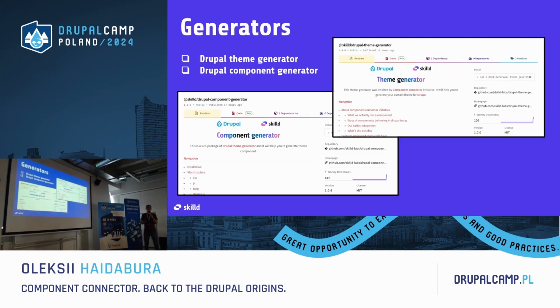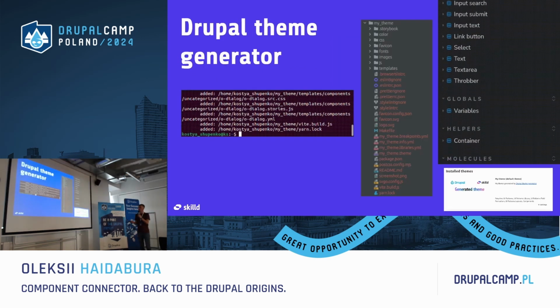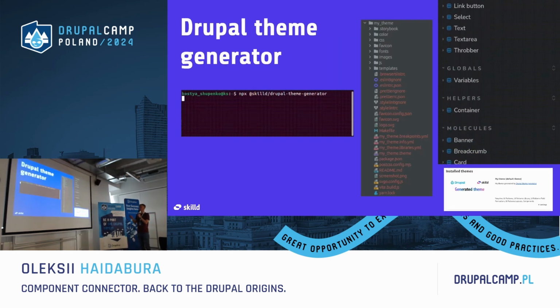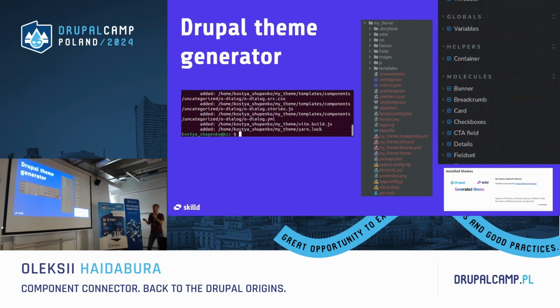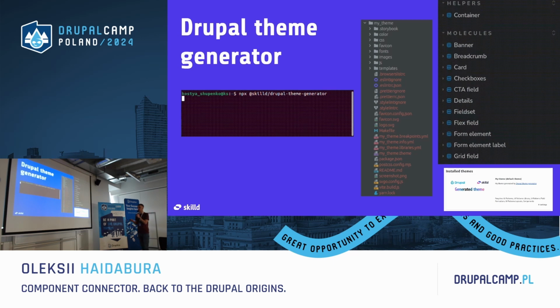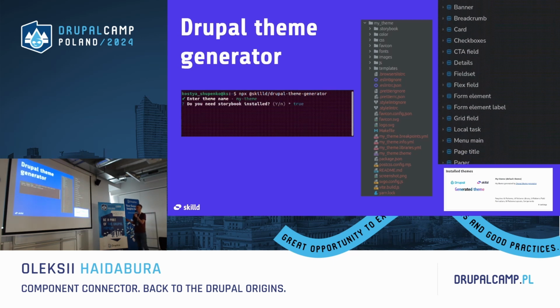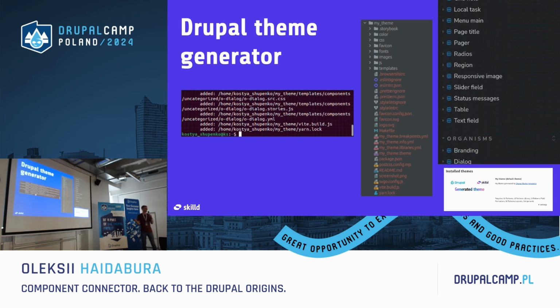I will be a bit faster. We have two generators from our front-ender. One will help you to generate a new theme, and another can generate components. That's how it works. You enter the theme name, and it asks if you need Storybook. If yes, it generates. And that's it. And finally, you have a Storybook.